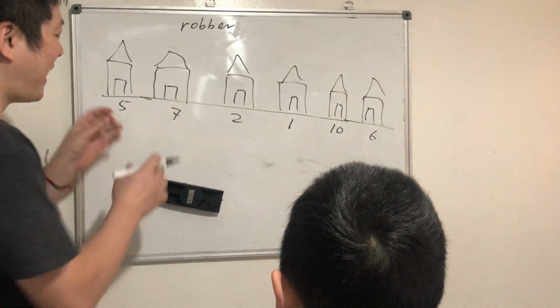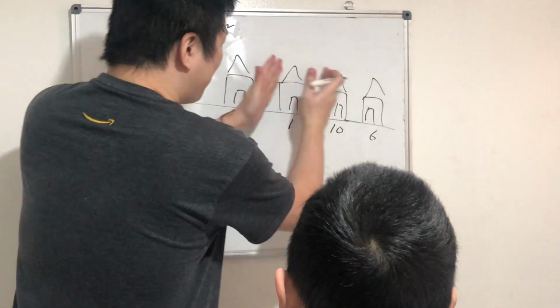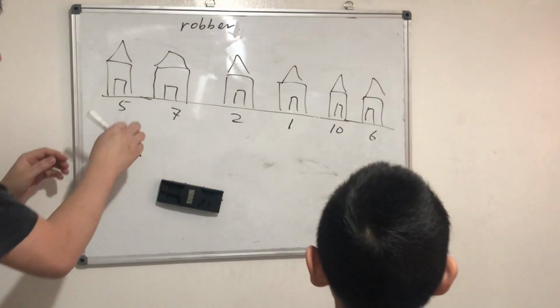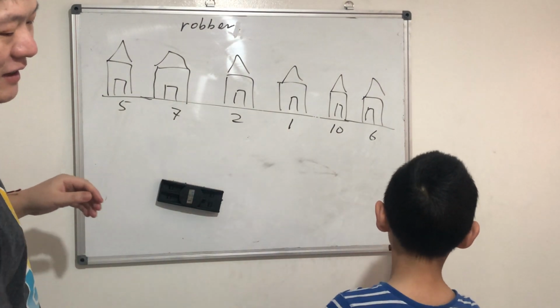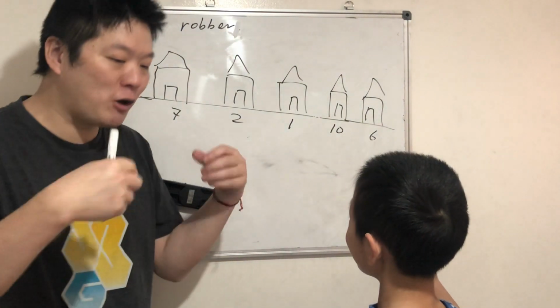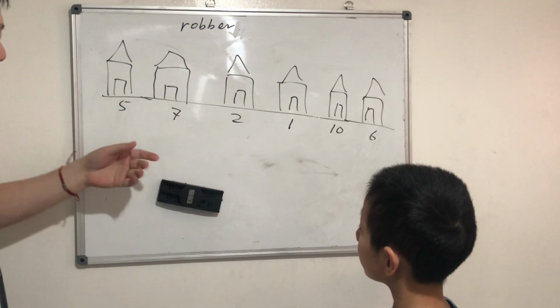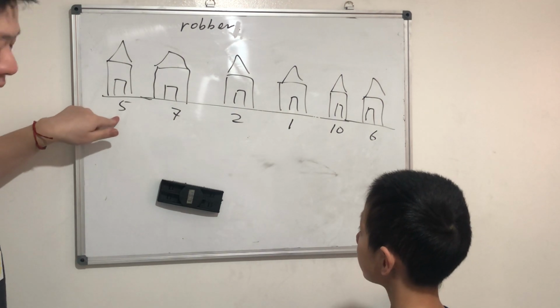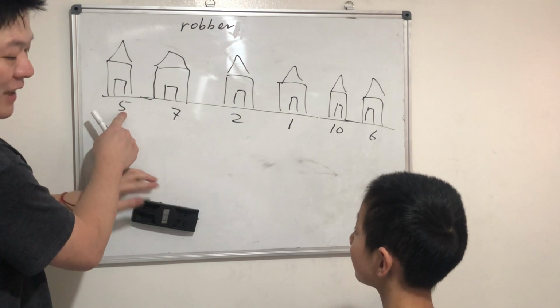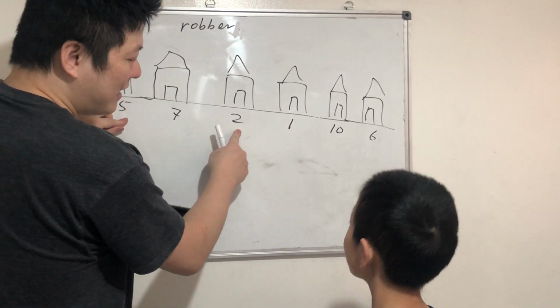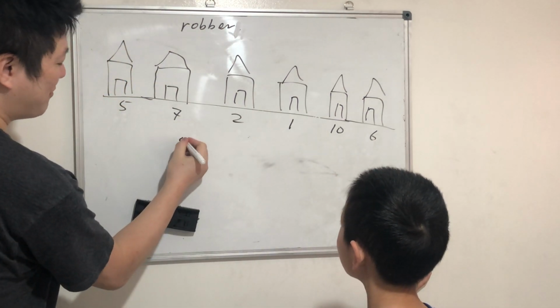So you shouldn't take the goods from two neighboring houses. But the robber broke into the houses. So the thing is that look, the robber could take at least 5, and then 2, and then 10. So how much together?